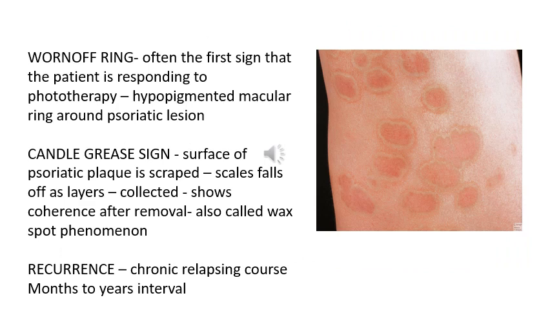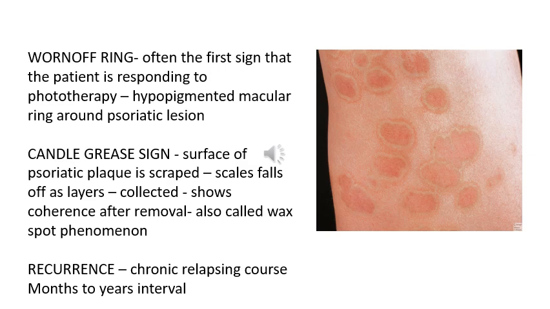Woronoff ring. It is often the first sign that the patient is responding to phototherapy. It's a treatment using exposure to light or sun. The first sign that lesions are healing is the characteristic Woronoff ring. That means a hypopigmented macular ring around the psoriatic lesion. So you can see in the picture a reddish psoriatic lesion, and around it a hypopigmented, blanched or pale area. Macular ring means a flat and pale area of skin seen around the psoriatic lesion. It is the first sign that the lesions are healing.